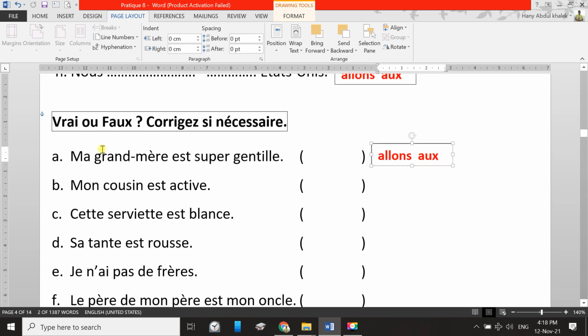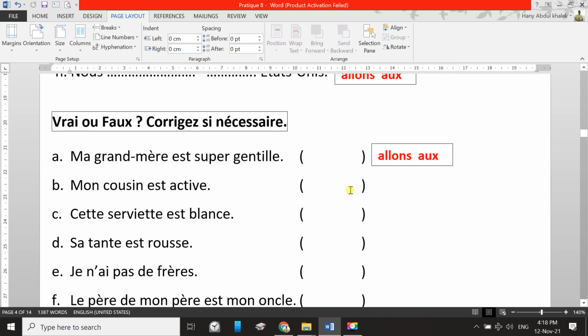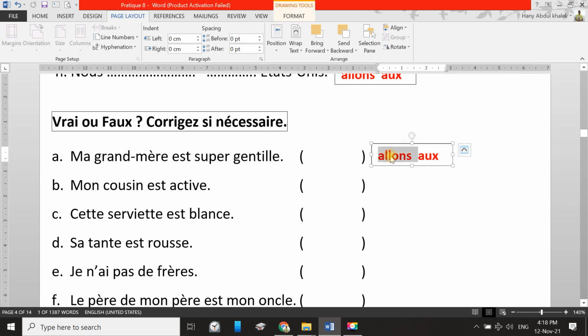Okay, let's go to this thing. Vrai ou faux, corriger si nécessaire. If it's wrong, okay, try to write the correction, please. Ma grand-mère est super gentille. Here, ma grand-mère is féminin. And here, this is the verb être. It's well conjugated. Super, it's well written already. Okay, it's well written here with ma grand-mère, the féminin. Gentille, it's with double L-E, so it's feminine. So the answer here is vrai, which is true.